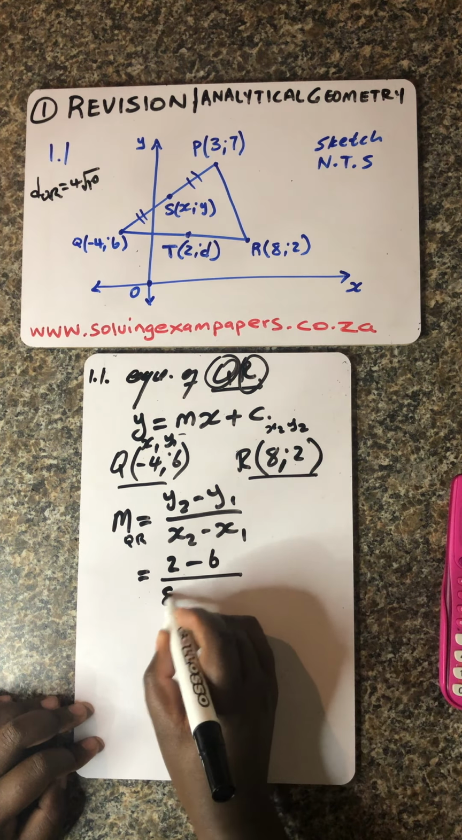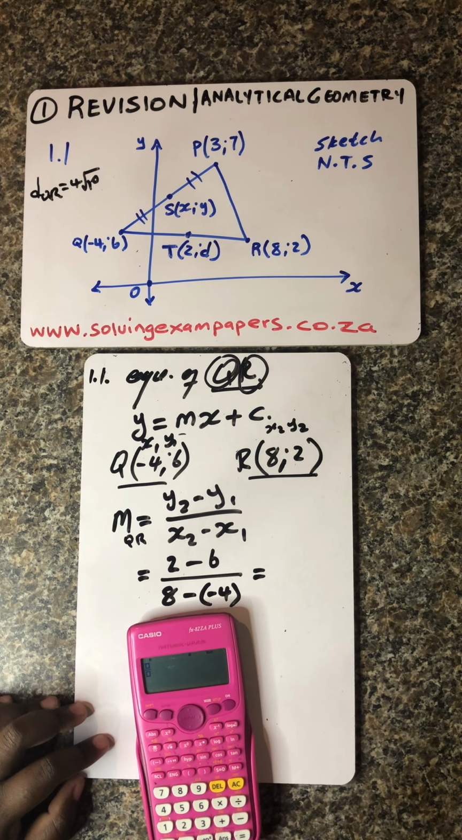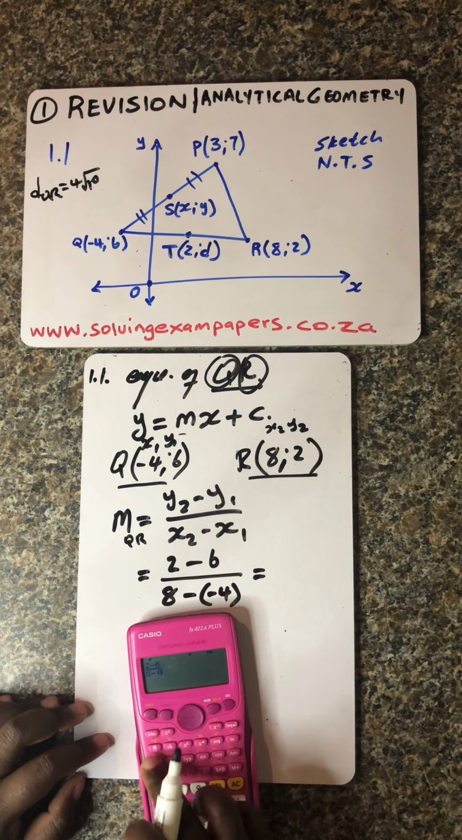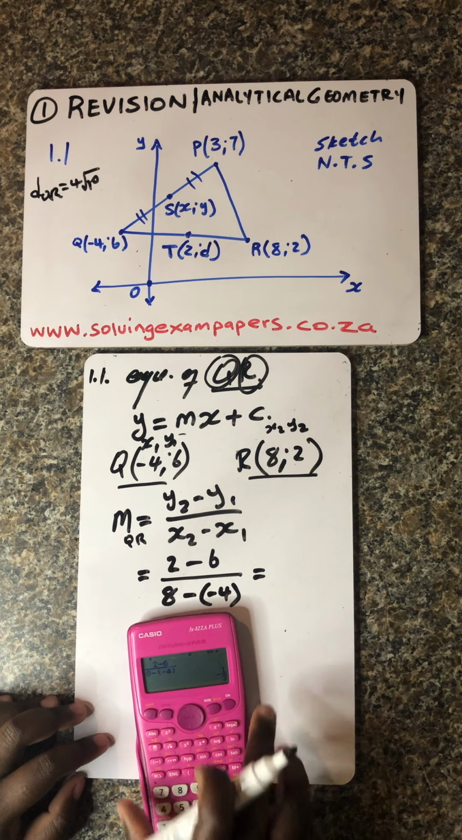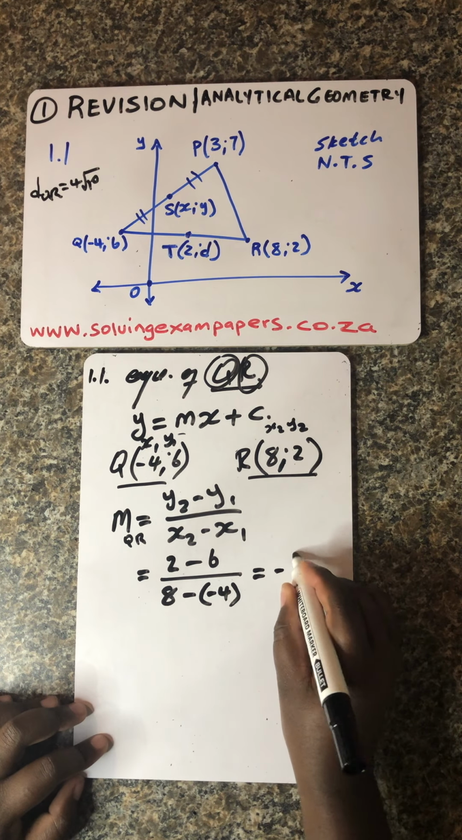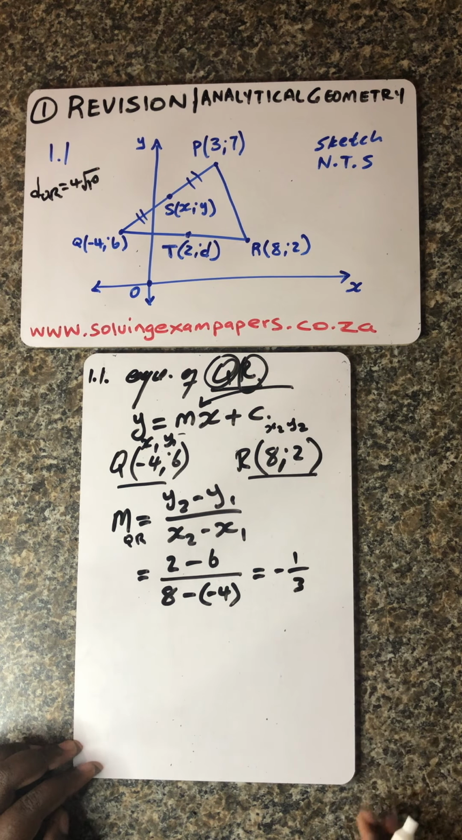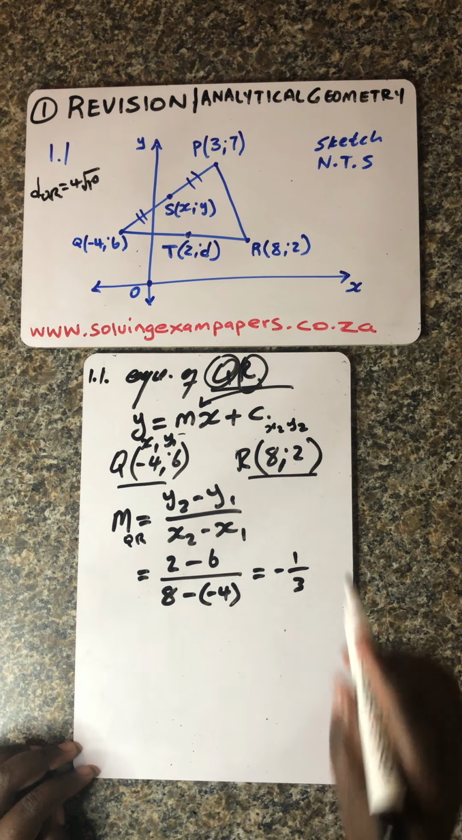Ladies and gentlemen, you can just punch all of this on your calculator and find the answer. So start with the fraction button, and then from there you can say 2 minus 6, at the bottom is 8, minus into negative 4. It equals negative 1 over 3. So, ladies and gentlemen, that means the gradient of that line QR is equal to negative 1 over 3.